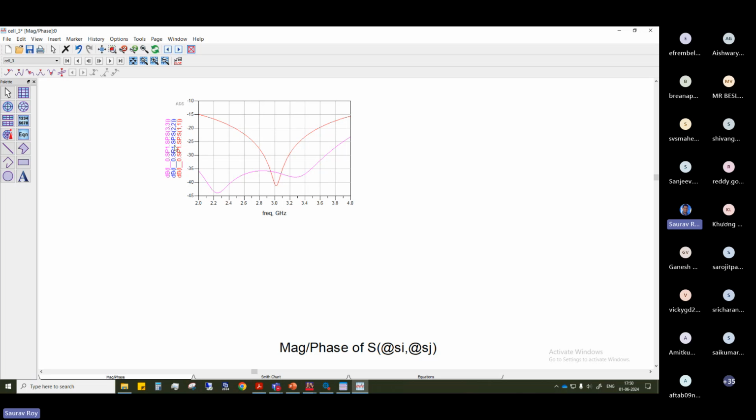Otherwise, we will get only S22, S21 like this. It will show only schematic simulation. So that is not the final result. You should do like this. And also, if you see S21 and S33, both are very good, below 30 dB mostly.